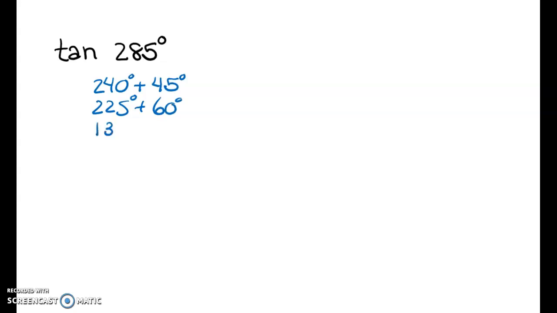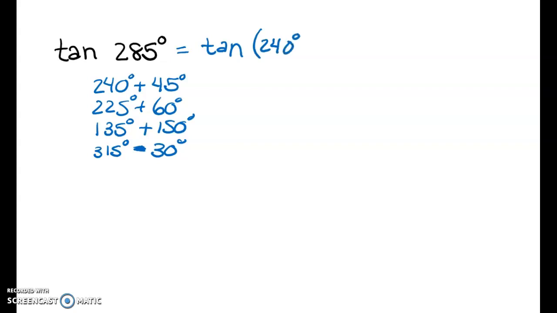We could use 135 degrees plus 150 degrees. So really it's your choice what you would like to do. So I'm going to use the 240 plus 45. You can even subtract. You could do 300 minus 15 degrees, or 15 degrees minus 30 degrees. So you could use the difference formula as well. So the tangent of 240 degrees plus 45 degrees.